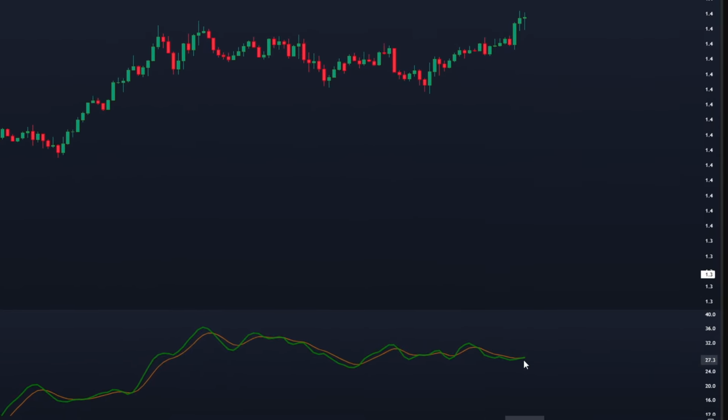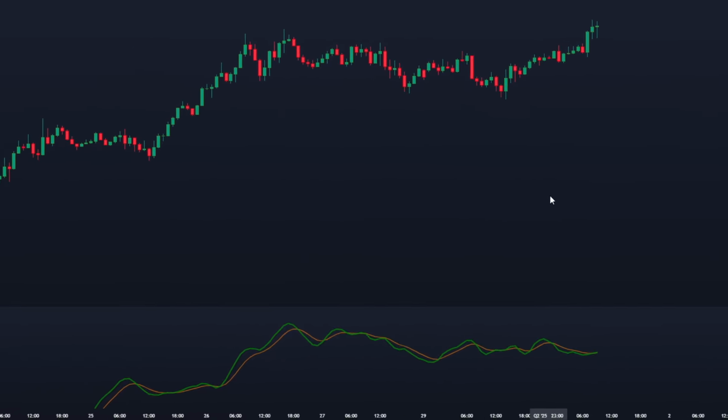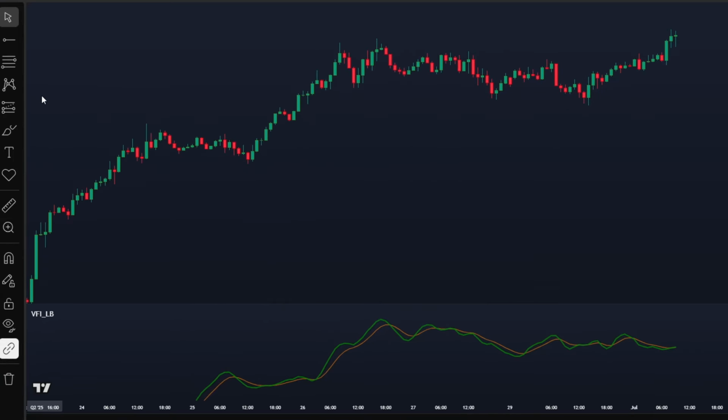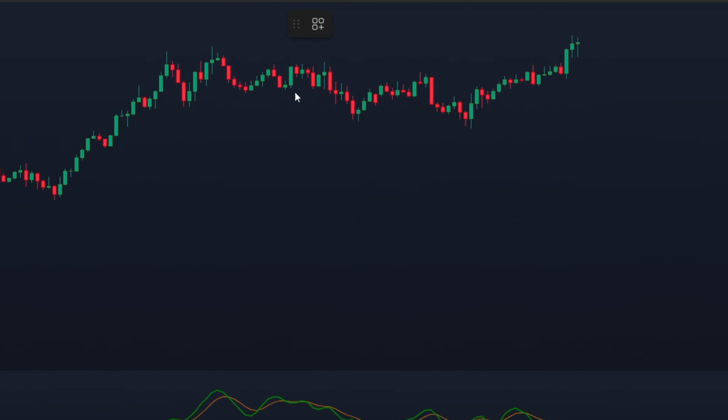You'll notice something important. While price made a higher high, the VFI did not. Instead, it printed a lower high. This is bearish divergence. It tells me that despite price going higher, buying volume is actually weakening and selling pressure is starting to creep in. But again, I don't open a sell position yet. I mark the last higher low of the uptrend and wait.